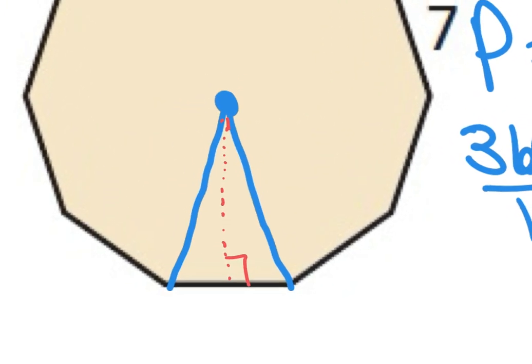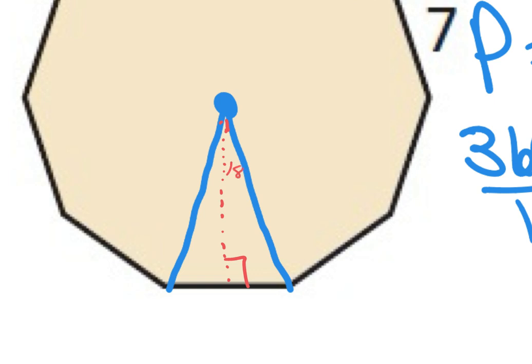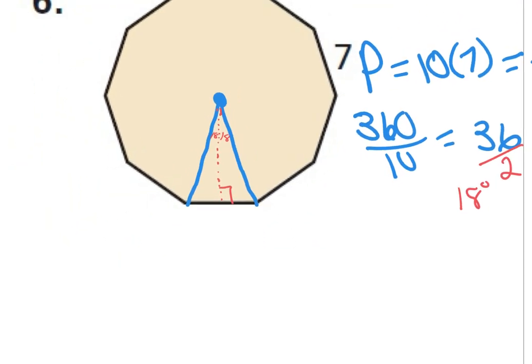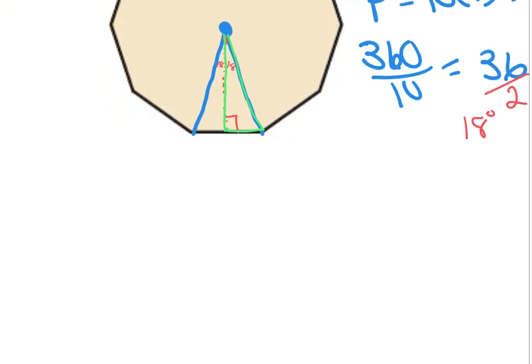So I'm going to zoom in here. This is going to be 18, and this is going to be 18. So again, I'm going to take this triangle right here, this right triangle, and I'm going to make it bigger right below it so it's easier, not so crowded. So I'm going to take that green, make it bigger, and label it. I've got a right triangle. Here's 18 degrees. Here's my apothem. This was my apothem, okay?